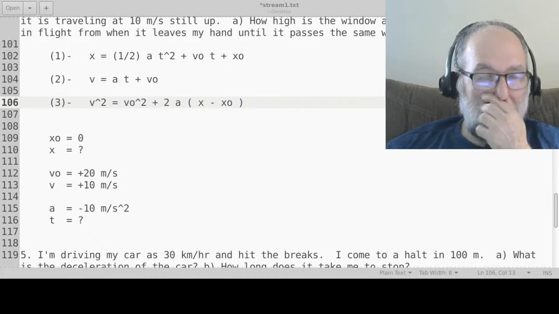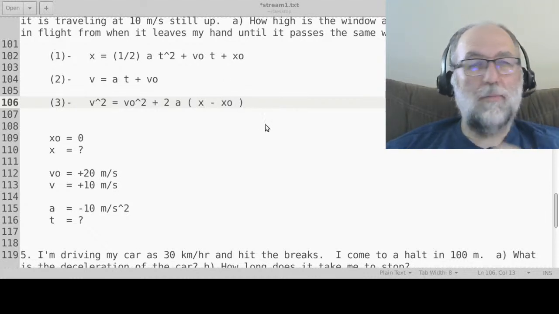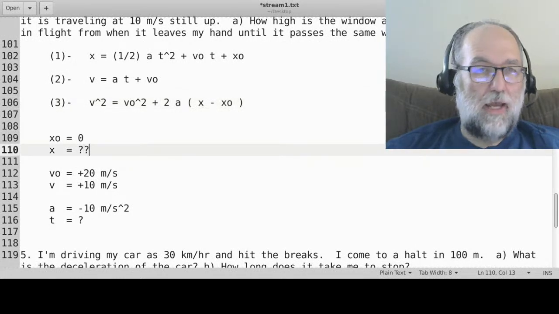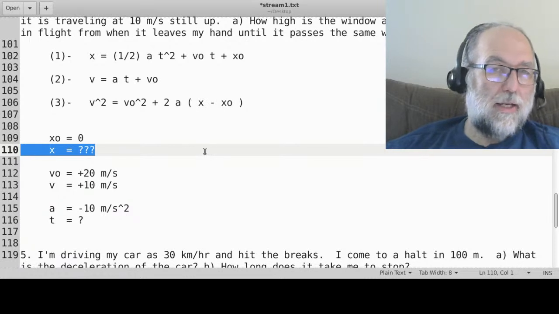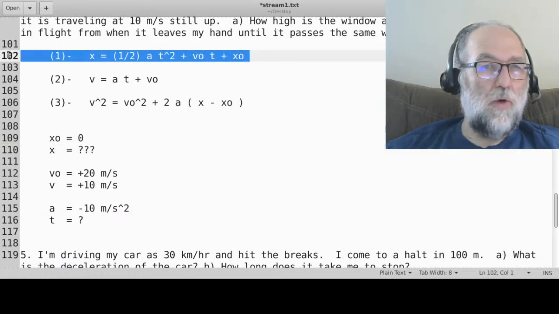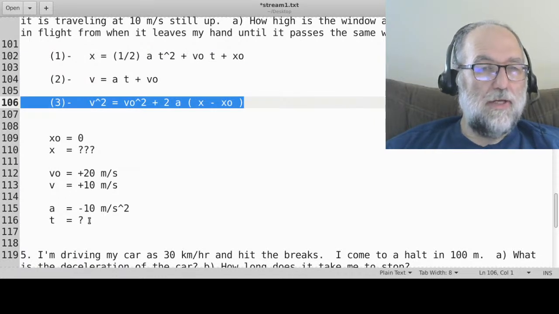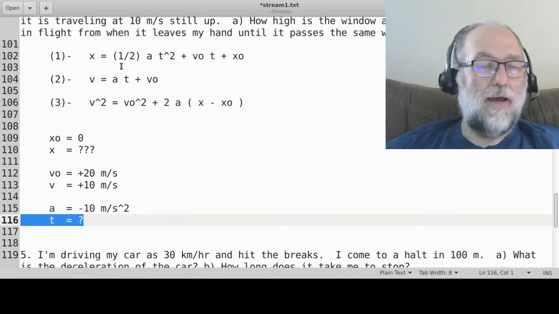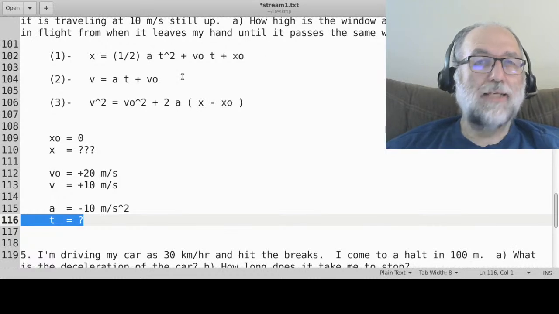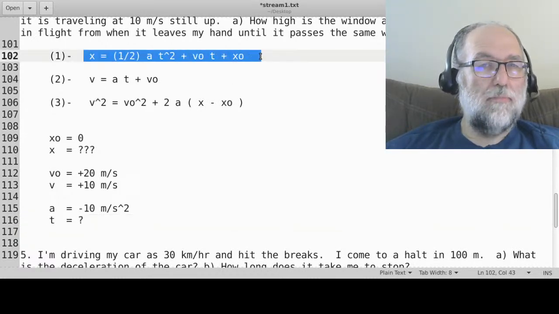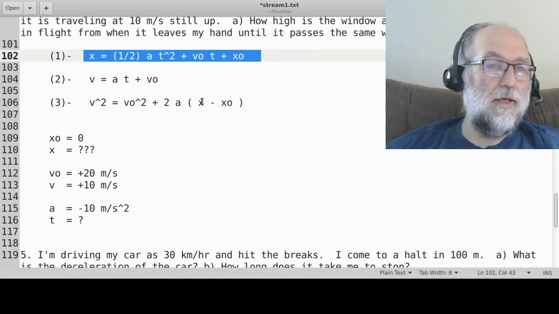So you take a look there and you go, okay, what am I trying to get? Well, you're trying to get x, how high the window is. And that tells you either you want equation number 1 or equation number 3. And then you take a look at the time and you go, oh, I don't have time. I'm not asking you for time, but you don't have time. And without time, equation number 1 is no good.